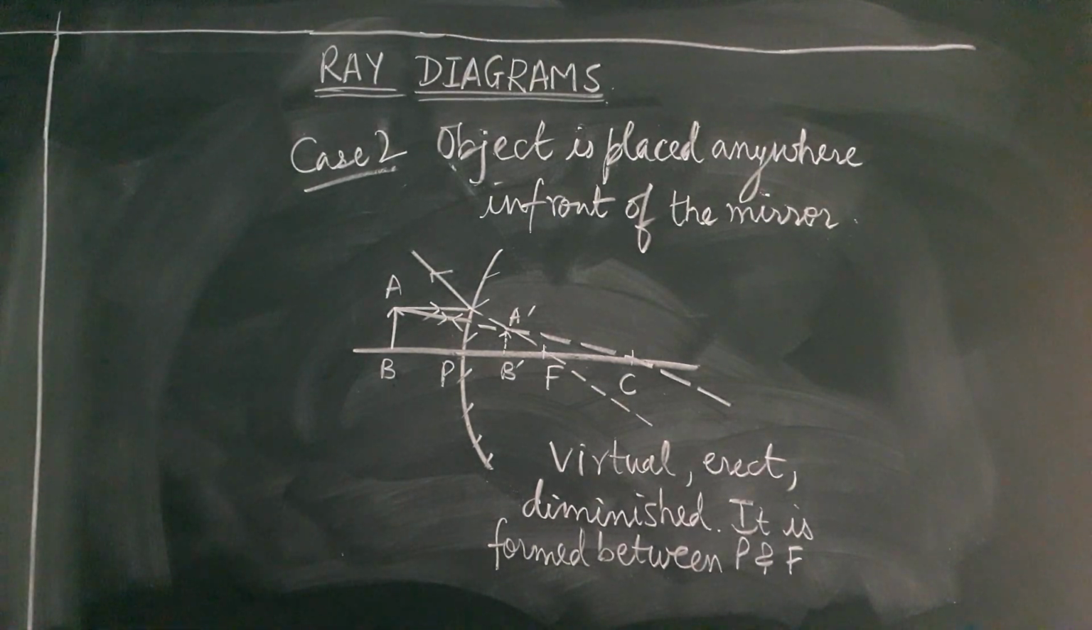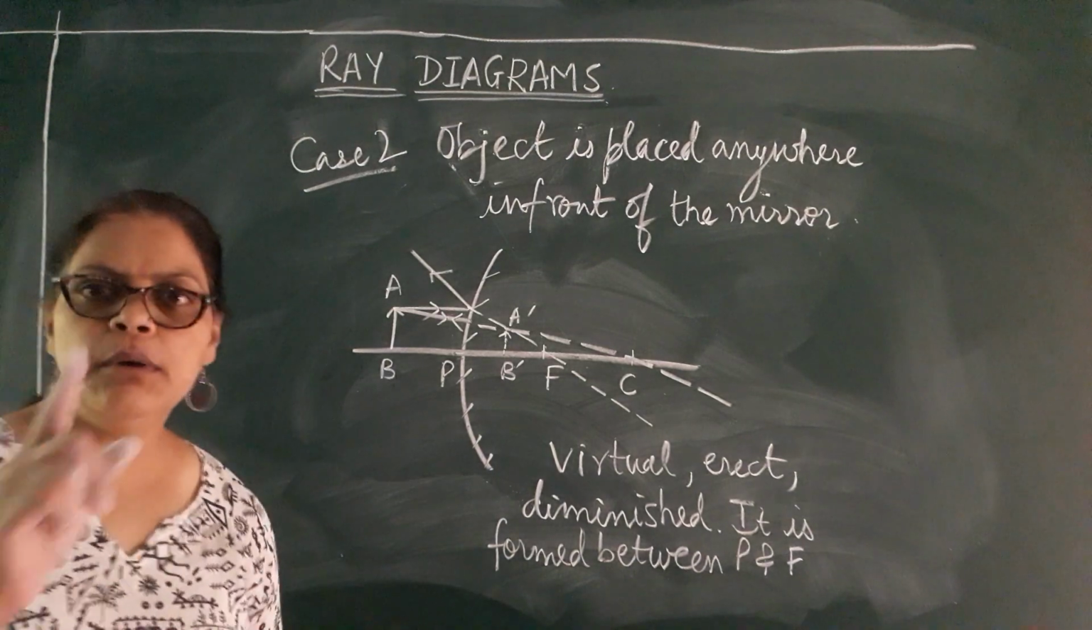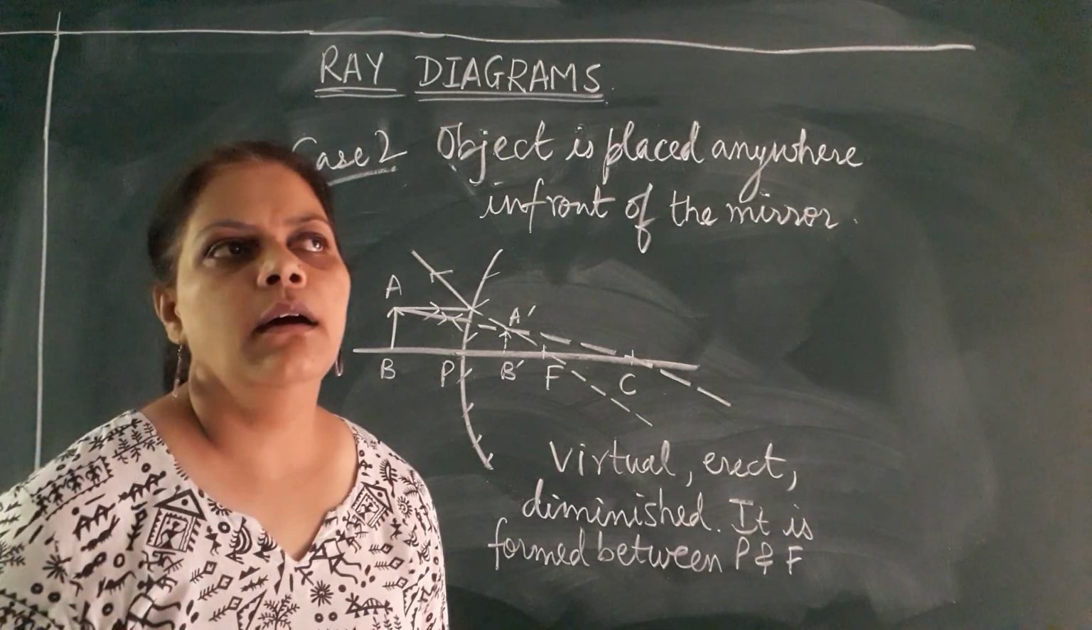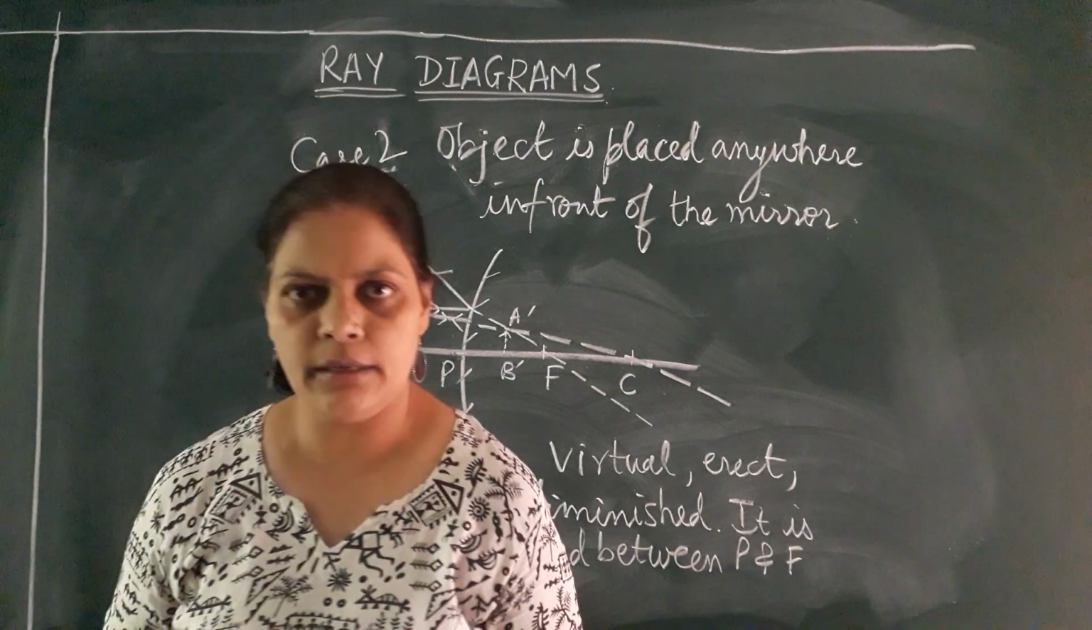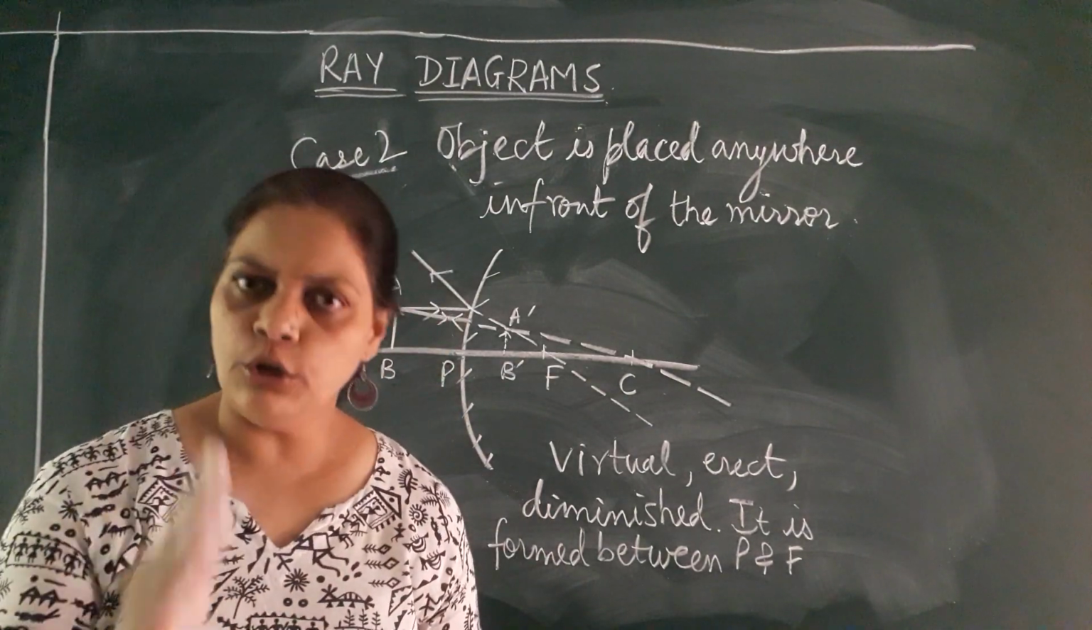Okay, so I want you to draw this diagram also very carefully for convex, children. And after this we finish with all the cases for concave and convex. We wind up the different cases for concave and convex mirrors. So children, remember one thing: in order to attain perfection in the ray diagram, it's very important for you to follow the rules.